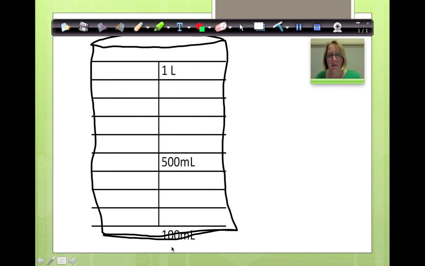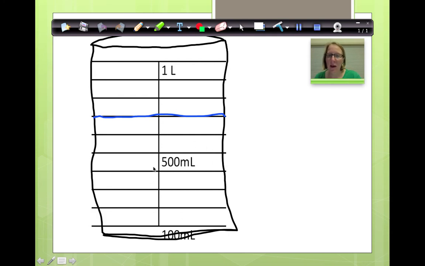Now, as you can see, from the bottom of the container to the first line, we have 100 milliliters. If I were to fill it up to the capacity at the very top line, I would have 1 liter in my container. Now, halfway would be 500 milliliters, right? So let's say that I have filled it all the way up to here. What is my liquid volume? How much is it holding?